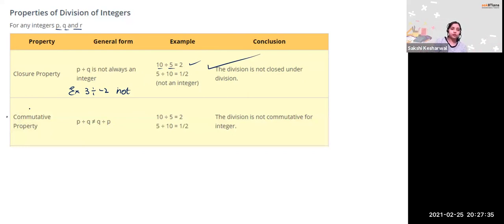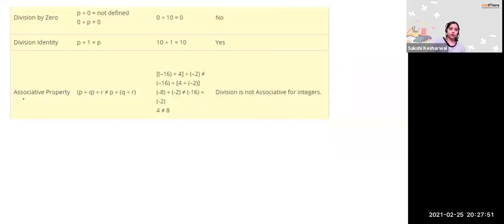Right? The commutative property also does not hold. It says that p divided by q and q divided by p are not equal. You just see over here 10 divided by 5 is 2, but 5 divided by 10 is what? 1 by 2. So still no. Right? Now let's come to this part.